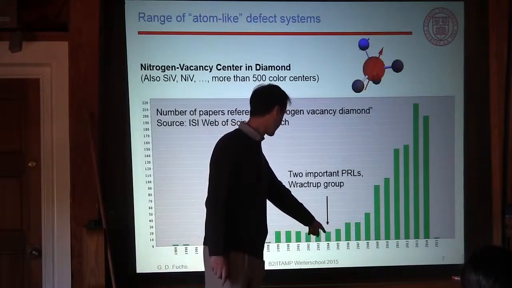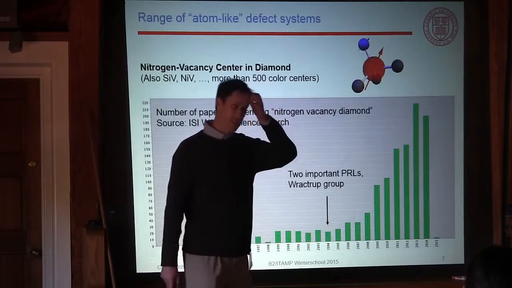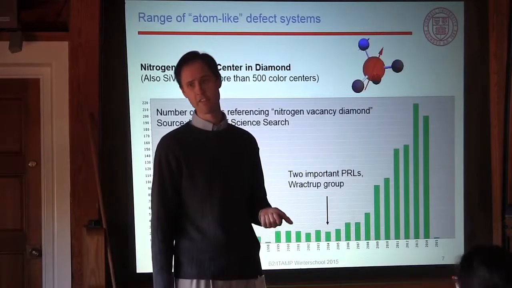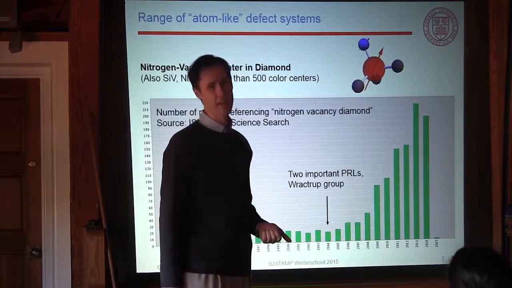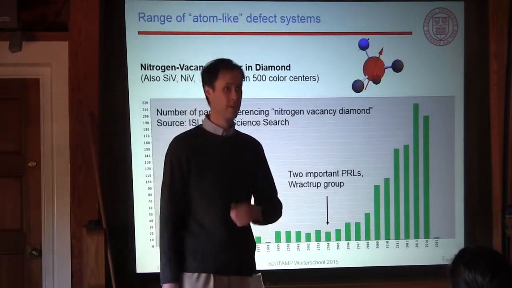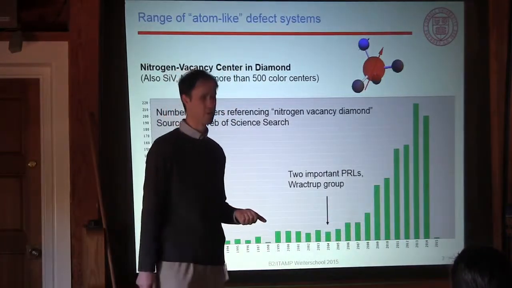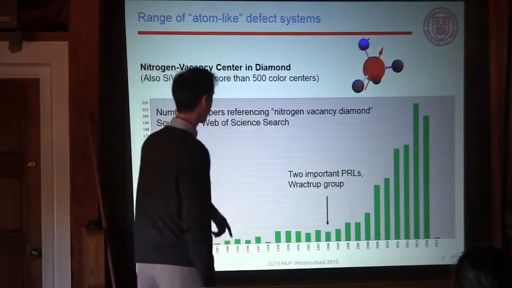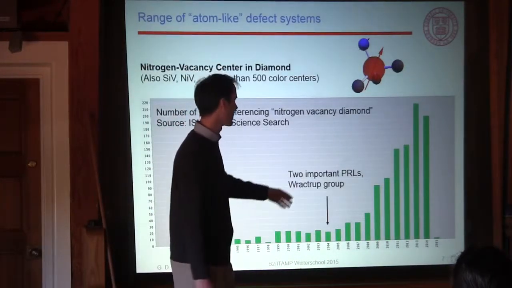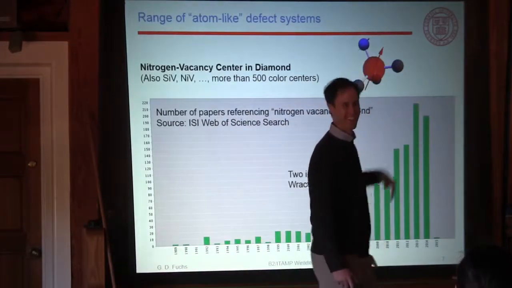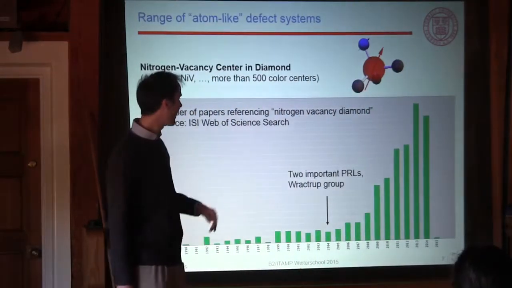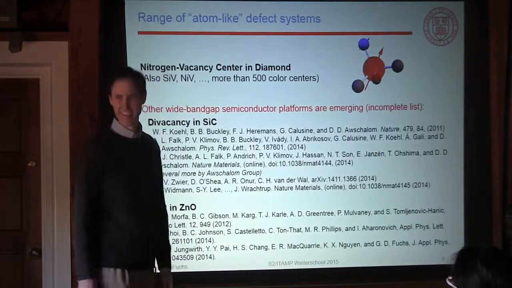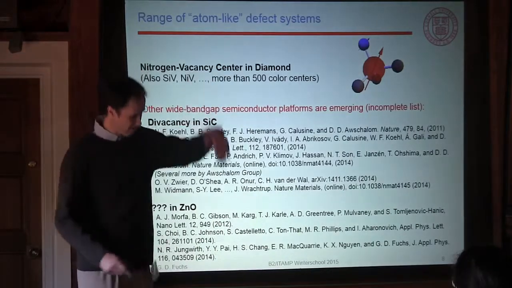And then all of a sudden we get these two important PRLs out of the Wrachtrup group where they showed that they can do high fidelity ESR of NV center electronic spins and controlled-NOT rotations, or controlled rotations, from a carbon-13 nucleus. And all of a sudden everyone went, holy cow, this is a really interesting system. And after that, there was some kind of exponential growth curve. And I'm hoping that it flattens out at some point. It seems to go down. Yeah, that's true. Yeah, exactly. So maybe there'll be a population crash.